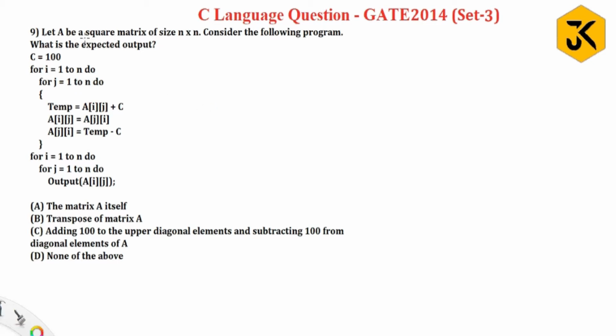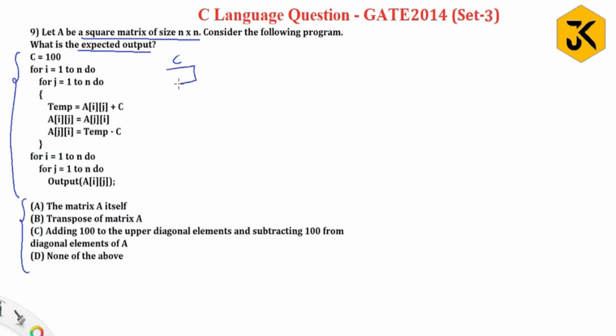Let A be a square matrix of size n by n. Consider the following program. What is the expected output they are asking? Here they have given a few lines of code and they are asking for the correct answer for the given code. Okay, let me analyze the code.